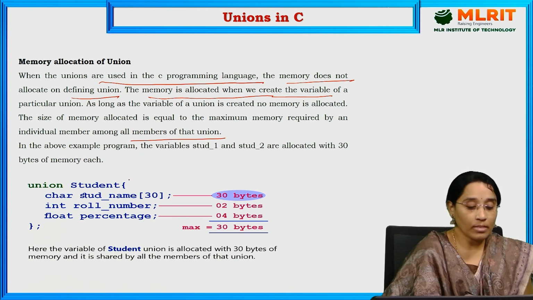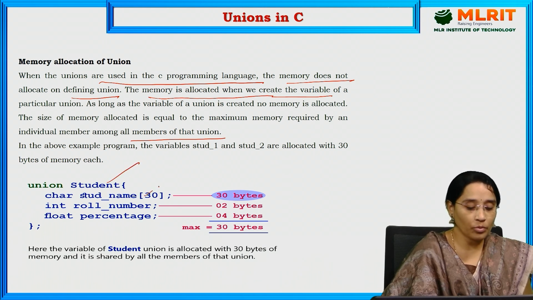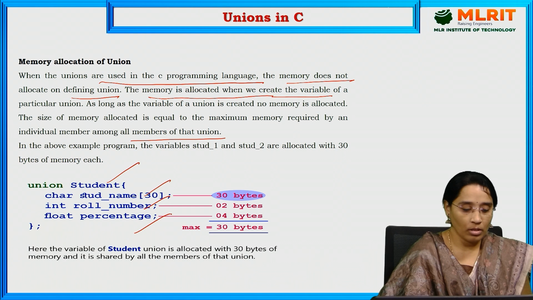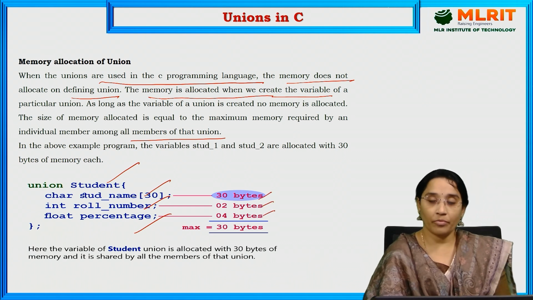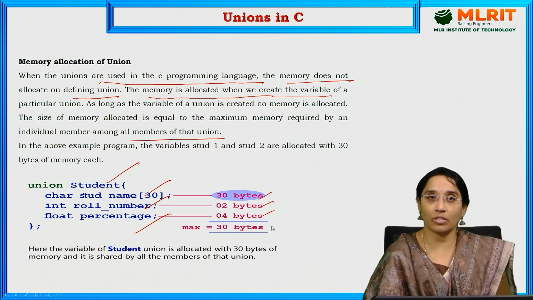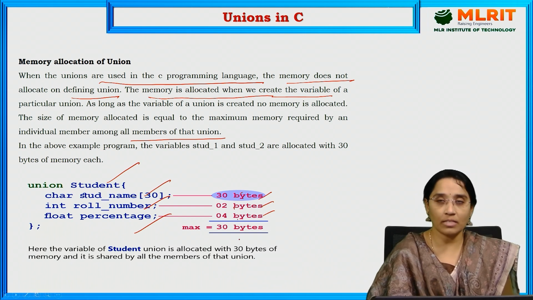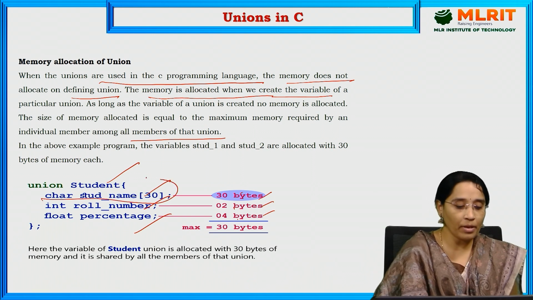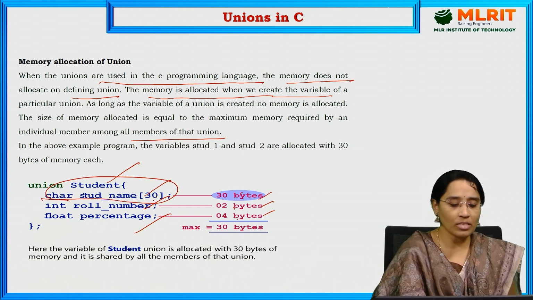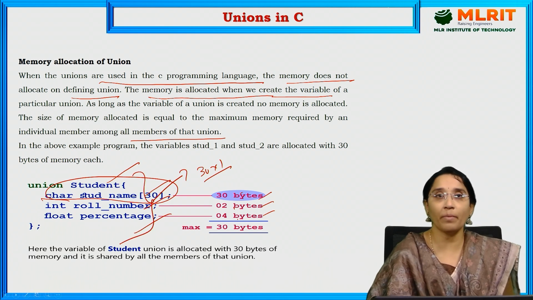Suppose see the example, union student, char student name, roll number and percentage. Sizes 30, 2 and 4. Like we discussed in the previous example in structures, each and every member, 30, 2 and 4, so total 36 bytes would be allocated. But in this case, the highest memory will be of the name, because the size is fixed, 30 into 1, 30 bytes. That 30 bytes will be shared among all these 3 members of the union.